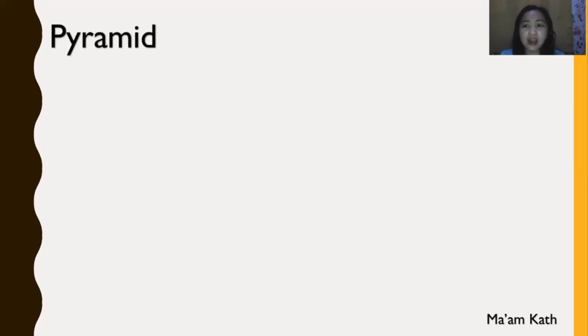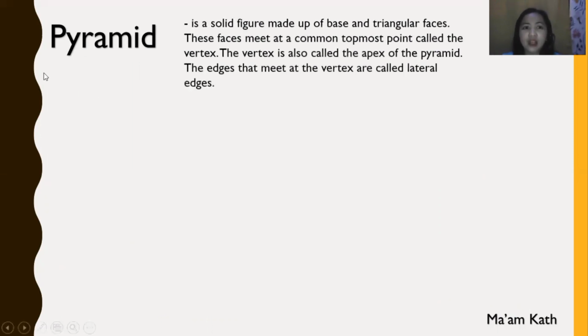Now we have another solid figure, which is a pyramid. Pyramid is a solid figure made up of a base and triangular faces. These faces meet at a common topmost point called the vertex, and the vertex is also called the apex of the pyramid. The edges that meet at the vertex are called lateral edges.